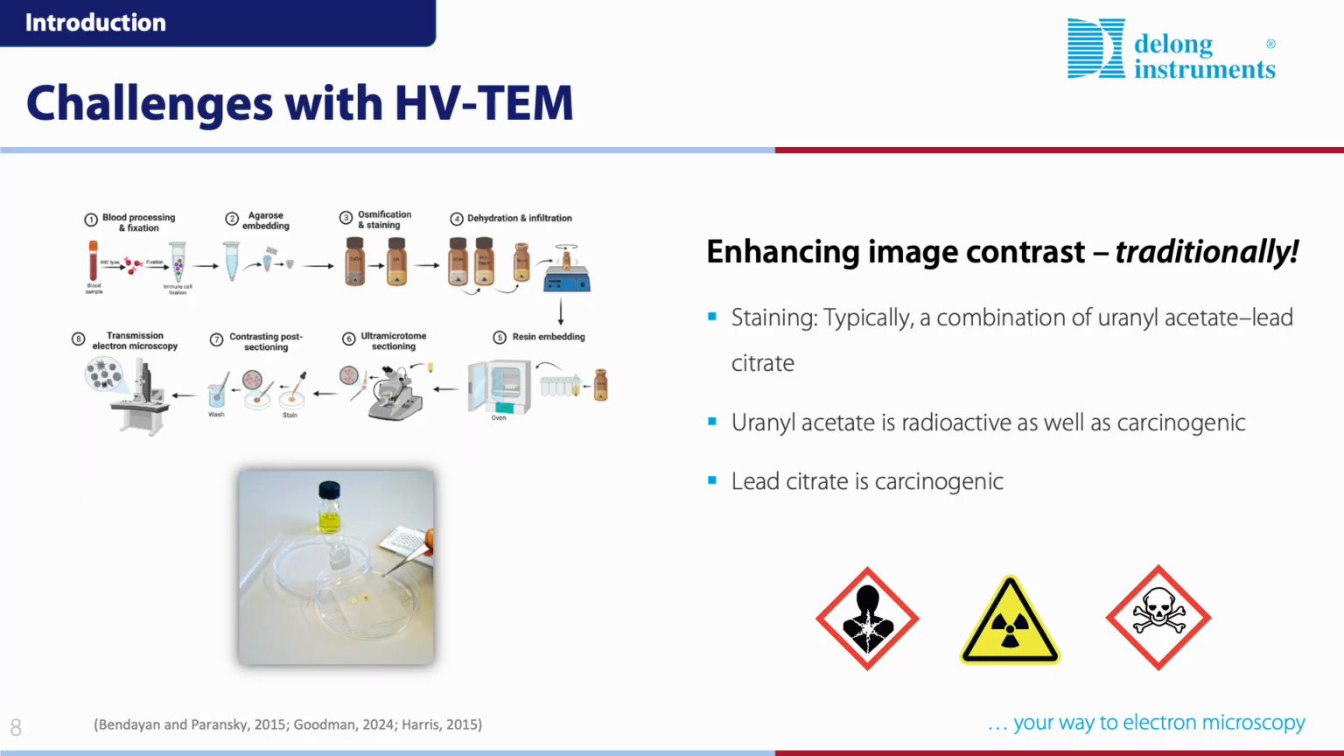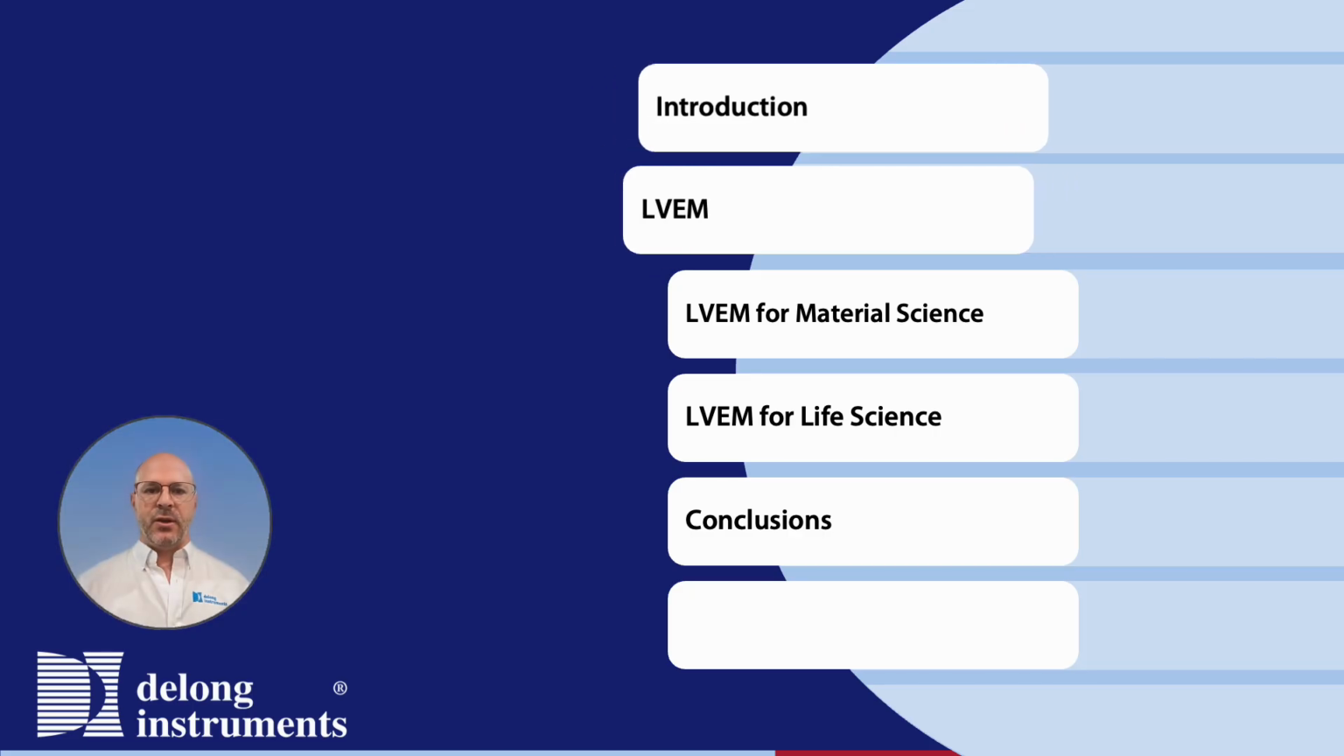Another important challenge with traditional high voltage TEM is enhancing image contrast. Historically, this has relied on staining, most commonly using a combination of uranyl acetate and lead citrate. But these chemicals come with serious drawbacks. Uranyl acetate is not only radioactive, but also carcinogenic, and lead citrate, likewise, is a known carcinogen. So while staining has been a standard approach for decades, it introduces significant health, safety, and regulatory concerns. Given all these limitations, it's clear why a different approach is needed.